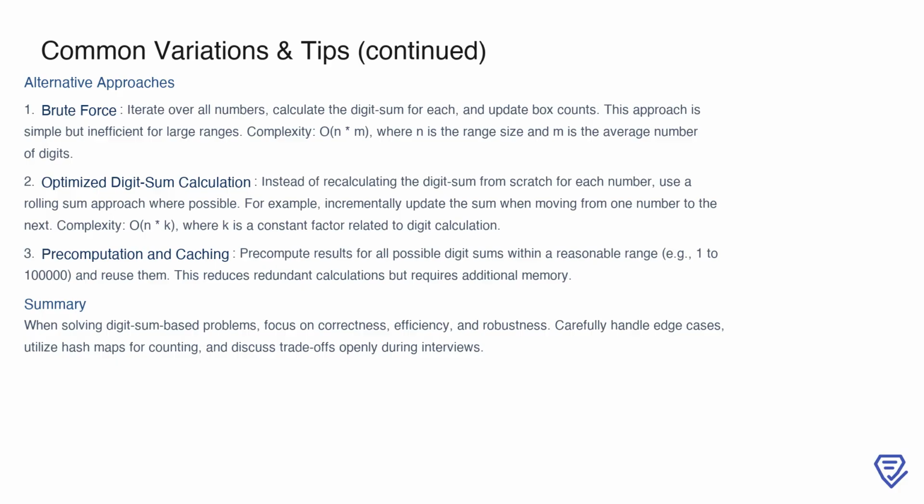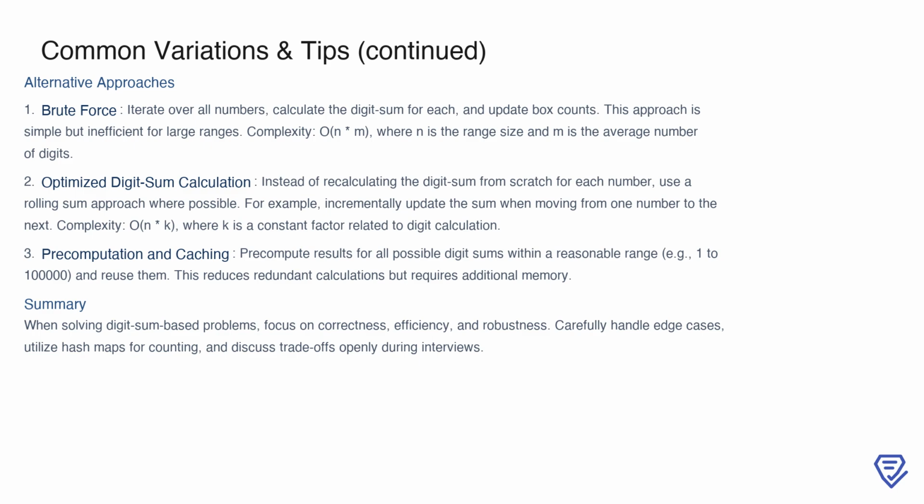A more efficient solution involves optimized digit sum calculations. Instead of recalculating the digit sum from scratch for every number, you can use a rolling sum approach. For example, as you move from one number to the next, you incrementally update the digit sum, which reduces redundant calculations. This approach achieves a complexity of O(n * k), where k is a constant factor related to digit calculation.